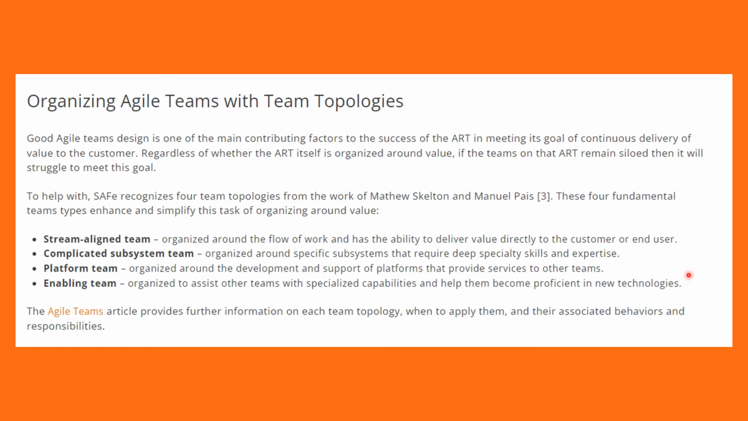users. Complicated subsystem team, organized around specific subsystems that require deep specialty skills, like building a team for an AI engine or robotic automation or something like that. And you can have an ART for platform team, you can have an ART for enabling team. These are the different types of ARTs for organizing the agile teams.